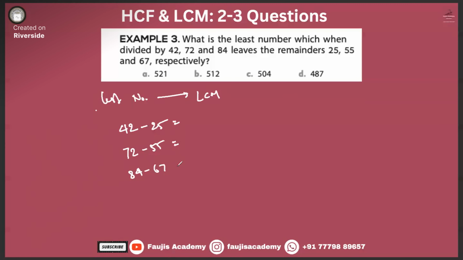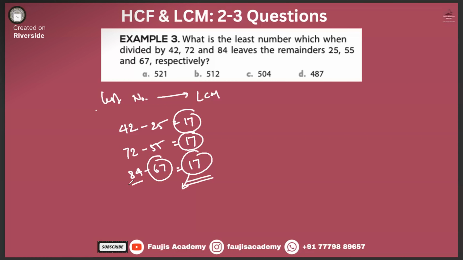How much is this number? Is it all the same, guys? Yes, sir. Okay, so what did we learn in the formula? That it has to leave these remainders: 25, 55, 67. That means if the number being divided by 84 is 17 less than the LCM, when it is exactly divided, it will leave 67 as remainder, right?